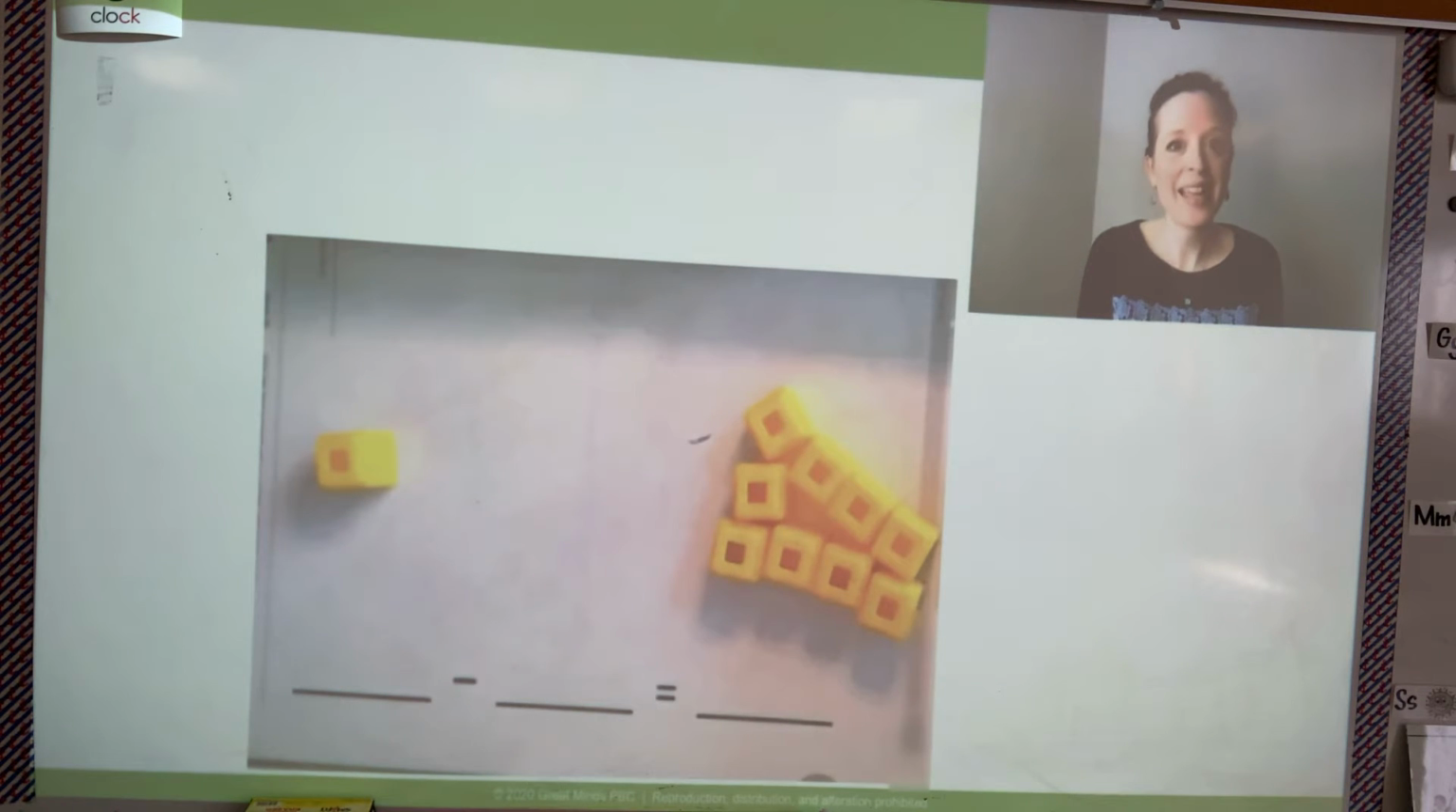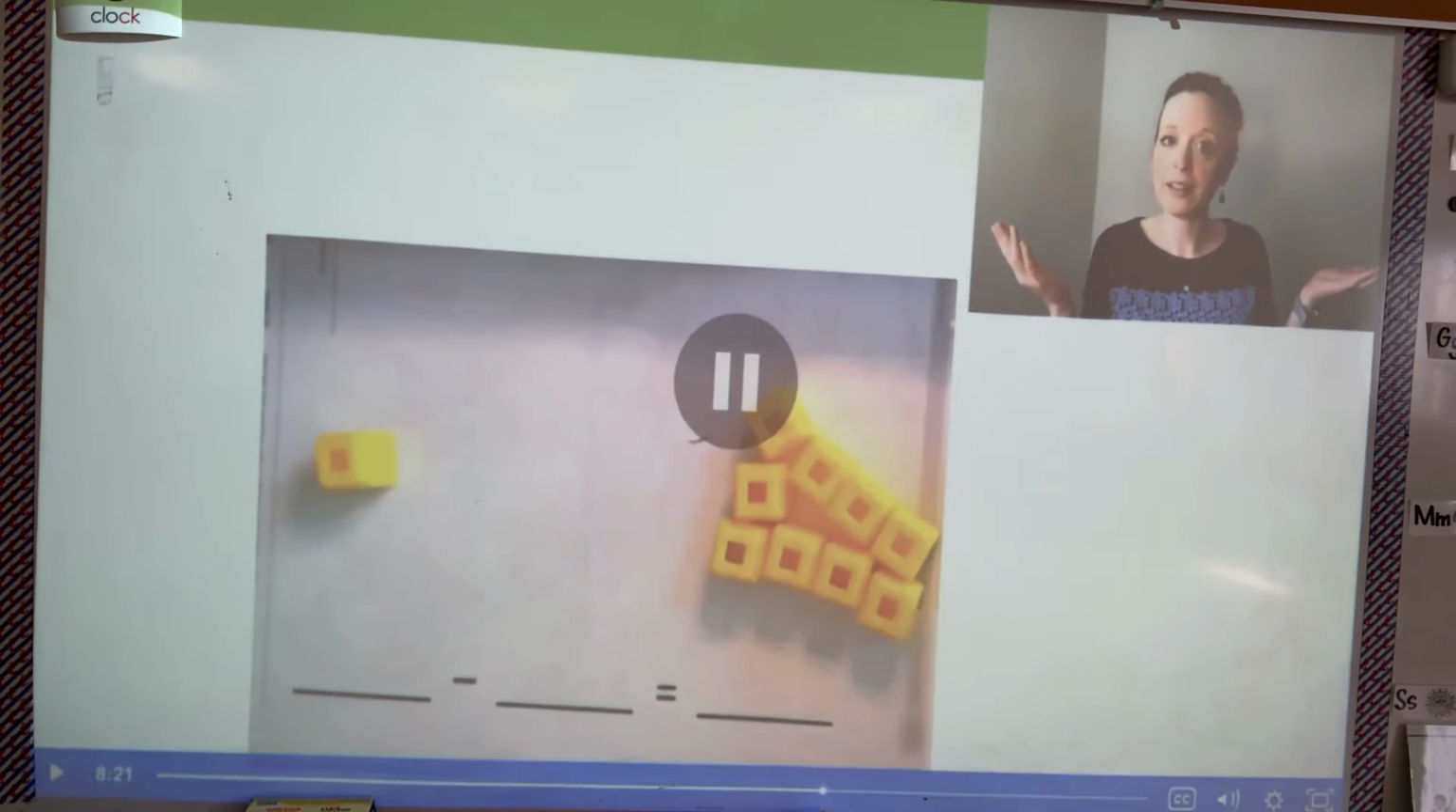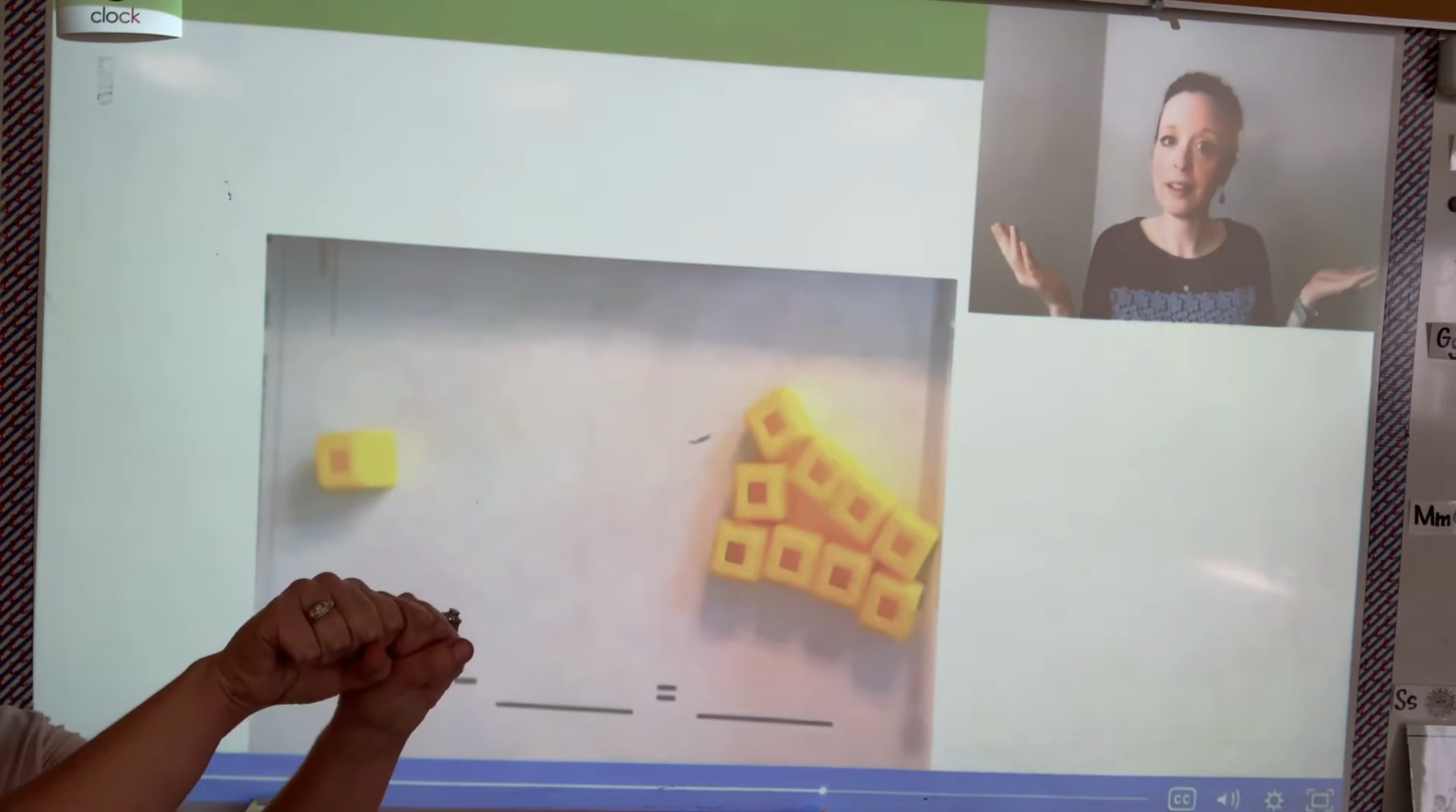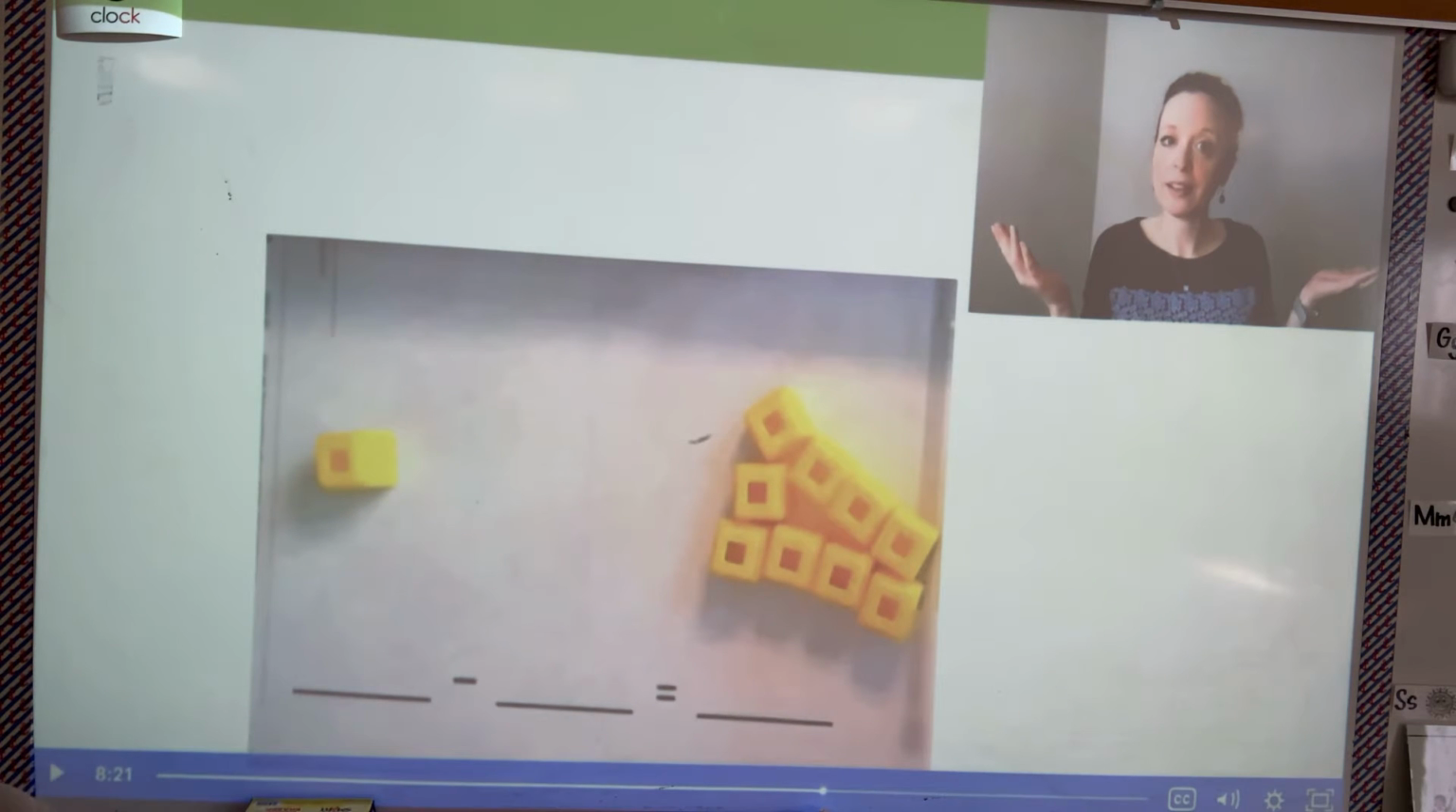Let's show that in a number sentence. So let's look at our template, and let's look at the first blank. What number should go in the first blank? Okay, show me with your fingers. What number goes in the first blank? You can show me whole or part, or you can show me the number with your fingers.